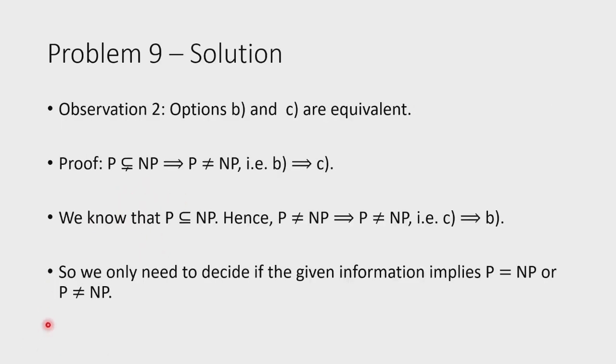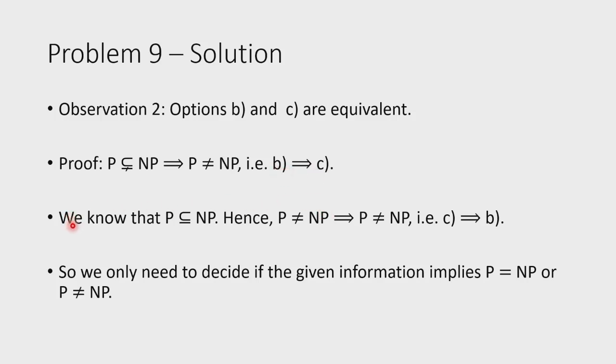Okay. The next thing we'll do is show that options B and C are also equivalent. Then we are essentially left with just two options, right? A and B. Okay, so let's see why. Option B says that P is a strict subset of NP. But this would mean that P not equals NP, right? Yes. So B implies C.